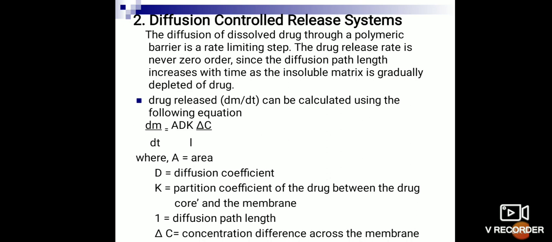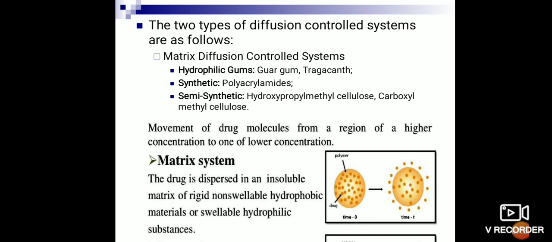The drug release can also be calculated by the equation dM/dt = ADK ΔC / L. Here A is the area, D is the diffusion coefficient, K is the partition coefficient, L is the diffusion path length, and ΔC is the concentration difference across the membrane. Here again, examples of the diffusion control system are the matrix diffusion control system and the reservoir system.